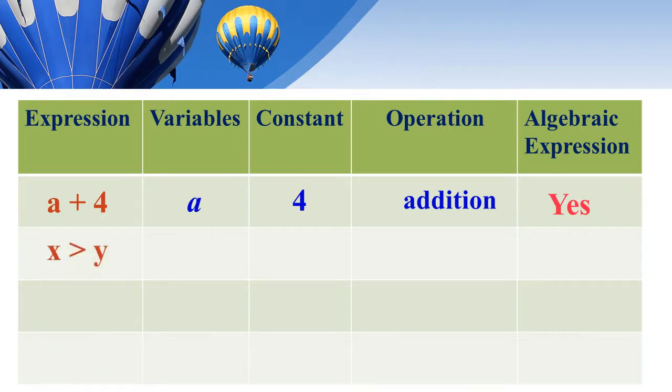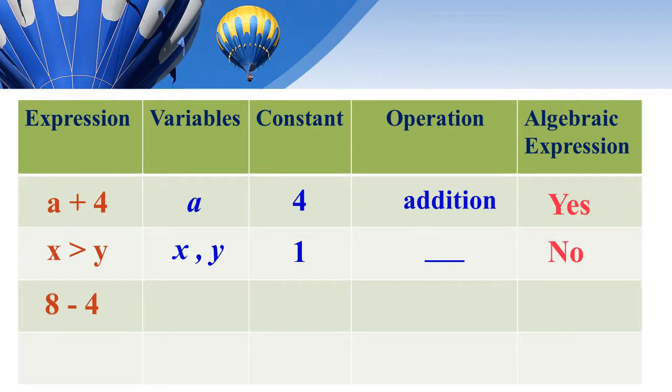Next, the given expression is x greater than y. Here the variables are x and y. The constant is 1. The operation: here, there is no arithmetic operation. So the given expression has variables and a constant only. So x greater than y is not an algebraic expression.